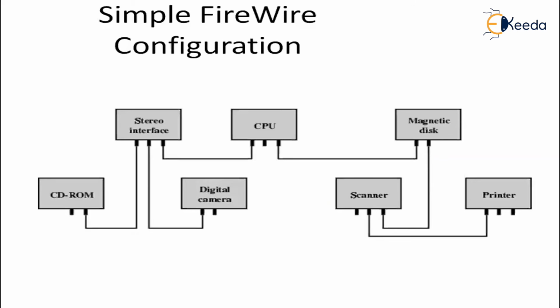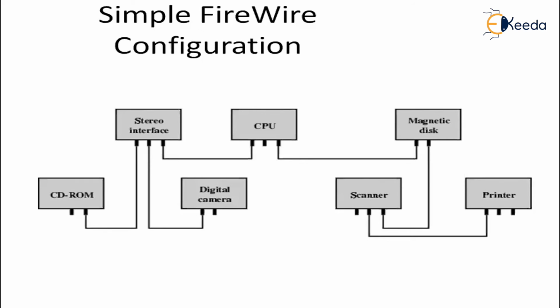Now, if you look at a simple FireWire configuration, it consists of a CPU at the center, where the CPU is directly linked with a magnetic disk. The magnetic disk gets connected to the scanner, and the scanner gets connected to the printer. Now, suppose you want to print something or scan something. The printer gives instructions to the scanner, it goes to the magnetic disk, and the instructions get directly fed to the CPU, and vice versa.